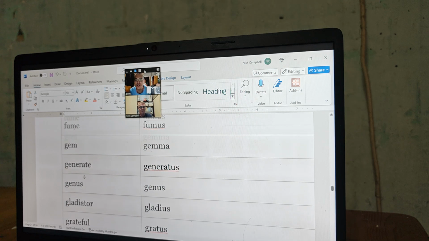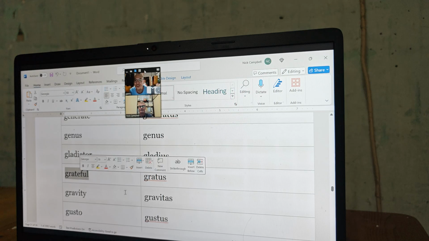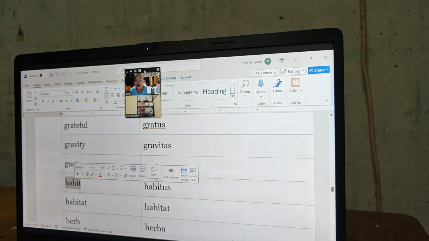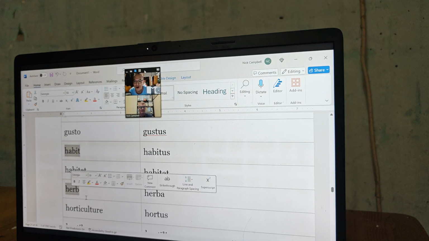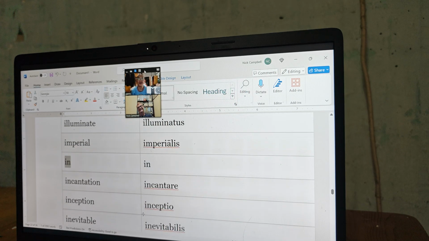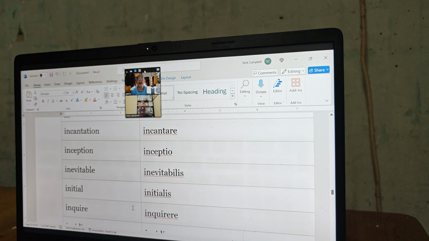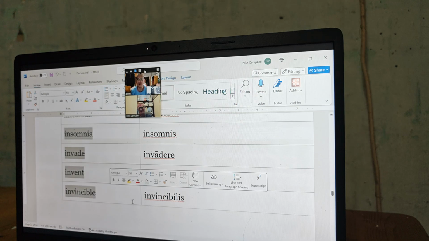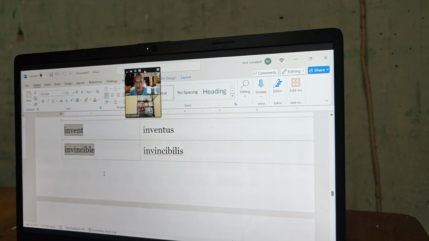Maybe I don't know what you know here, but grateful. There's a lot of common words. Habit, have a habit, hour, hours, in. So simple, right? Invade, invent, invisible, insomnia. You know all these words. Insomnia means you can't sleep.